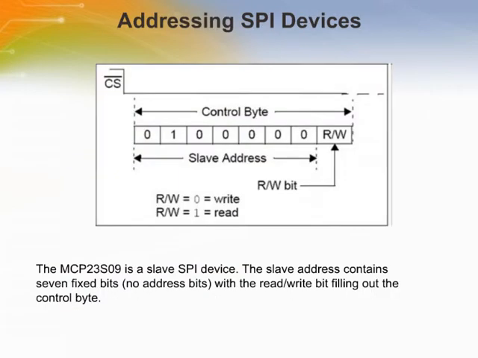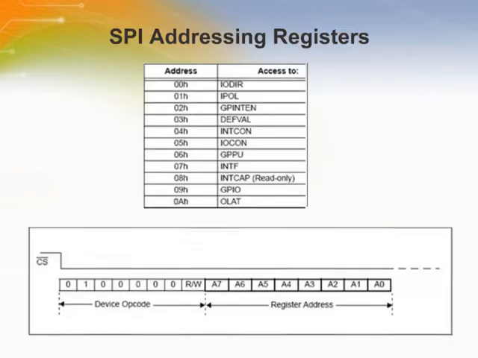In this diagram, we show how SPI devices are addressed. It has 8 bits, which is a control byte, out of which the first 7 bits represent the slave address, and the 8th bit represents whether it is a read or write operation to be performed to the slave address it represents. This slide shows the SPI address registers and the timing format while addressing the register.